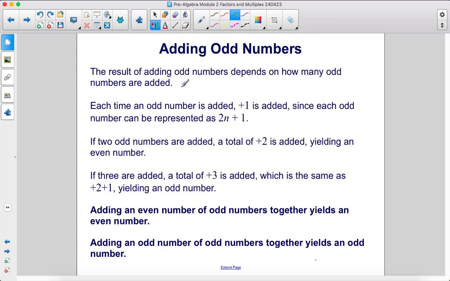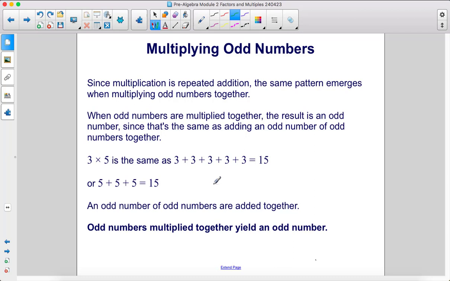The result of adding odd numbers depends on how many odd numbers are added. Each time an odd number is added, plus 1 is added, since each odd number can be represented as 2n plus 1. If 2 odd numbers are added, a total of plus 2 is added, yielding an even number. However, if 3 are added, a total of plus 3 is added, which is the same as plus 2 plus 1, therefore yielding an odd number. So, adding an even number of odd numbers together yields an even number, and adding an odd number of odd numbers together yields an odd number.